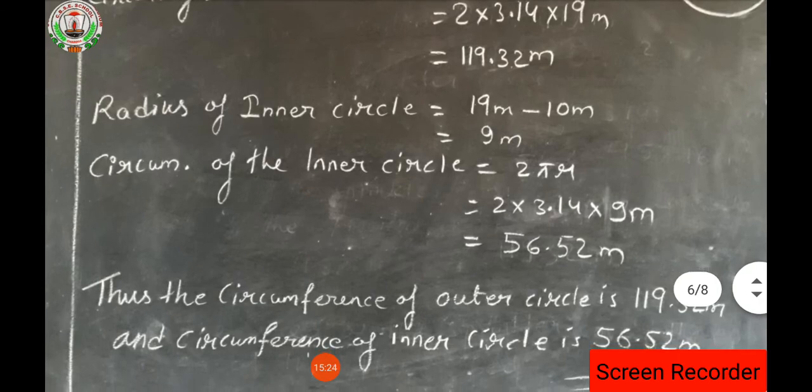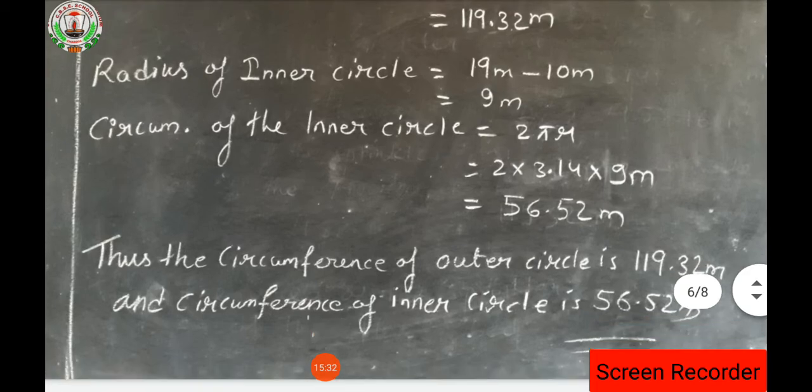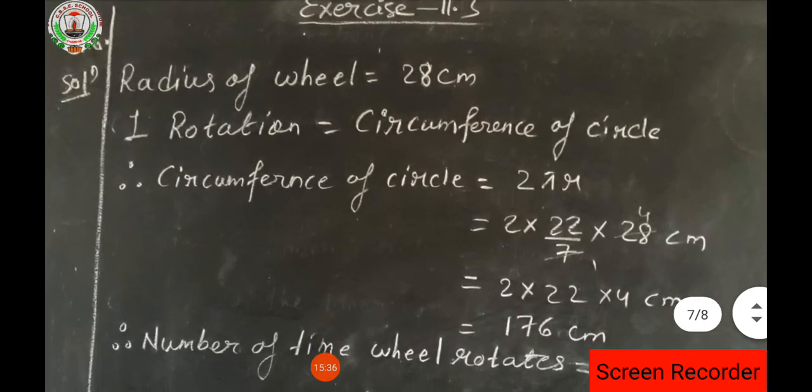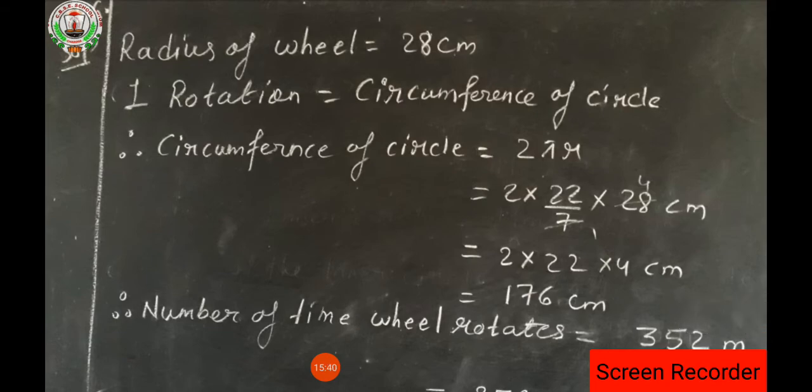Clear everyone? So thus the circumference of the outer circle is 119.32 meter and the circumference of the inner circle is 56.52 meter. Clear? Now the next question: the radius of the circle, that means radius of the wheel, is given as 28 centimeter. According to the question, one rotation is equal to the circumference of a circle, so circumference of a circle is equal to 2 pi r, isn't it?